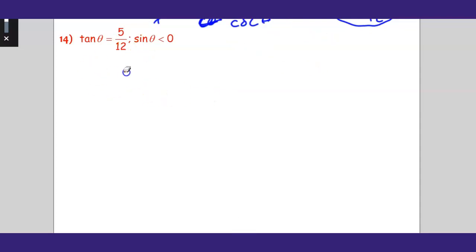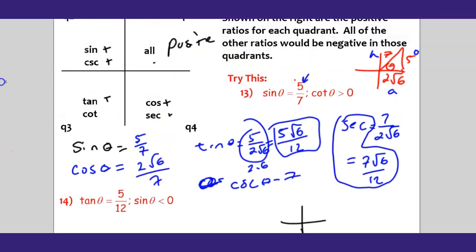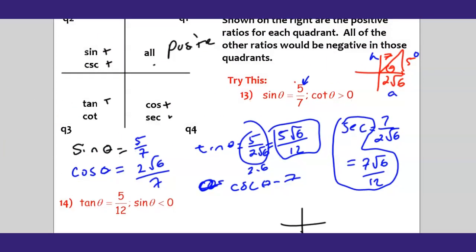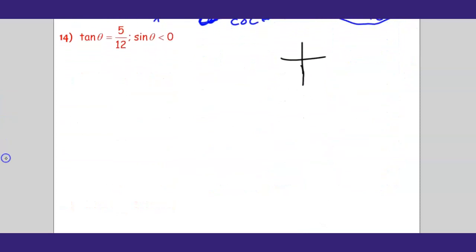For this problem right here, sine is less than 0, which means sine is negative. So where are the sine values negative? It's in one of these two quadrants down here. If you memorize this chart, great, memorize it. I'm going to be 100% honest, I've never memorized that chart. I just use logic. Sine is less than 0. Remember, sine is your y value. So my y values are down here if it's negative. They're one of these two quadrants.